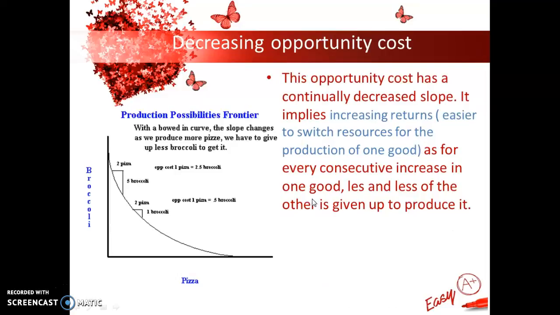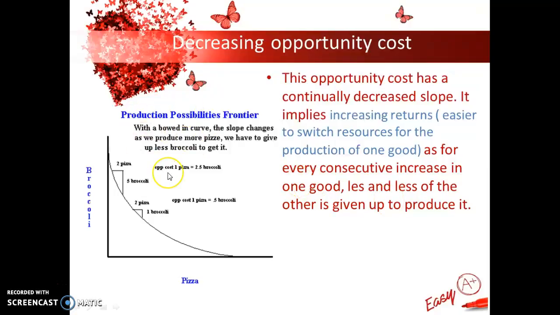This opportunity cost has a continually decreased slope. So this one looks more like a demand curve, right? I want you to take note of the type of slope that is associated with each opportunity cost. This one is more convex, as they would say. So it caves in, right? It caves in, it's more convex. And we say that it implies increasing returns because it is easier to switch resources from the production of one good to the production of another good, as for every consecutive increase in one good, less and less of the other is given up to produce it.